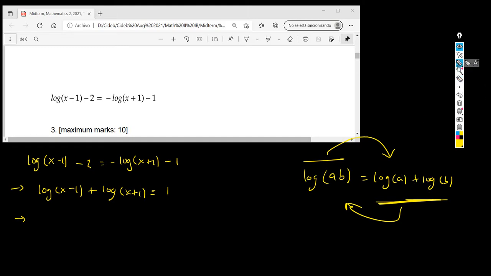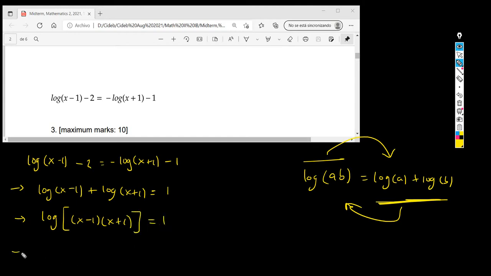So since that's the case in here, then I can write this addition as the logarithm of this number times this number. And that's what I'm about to do. There you go. Equals 1.